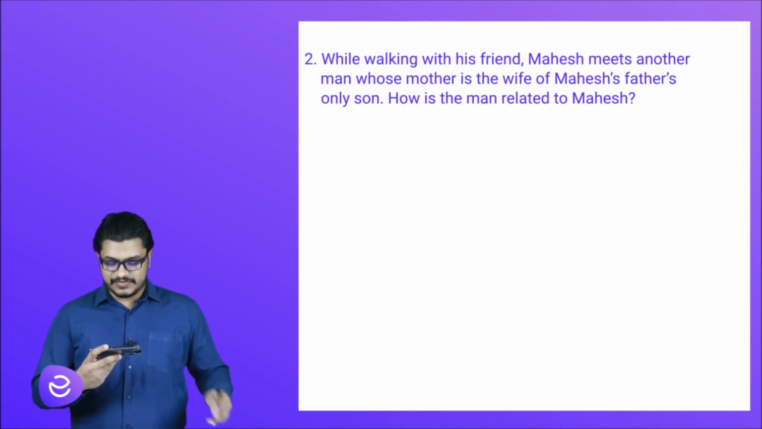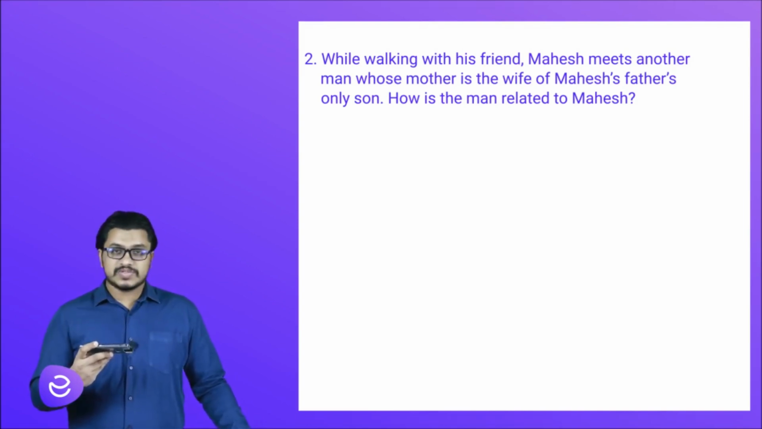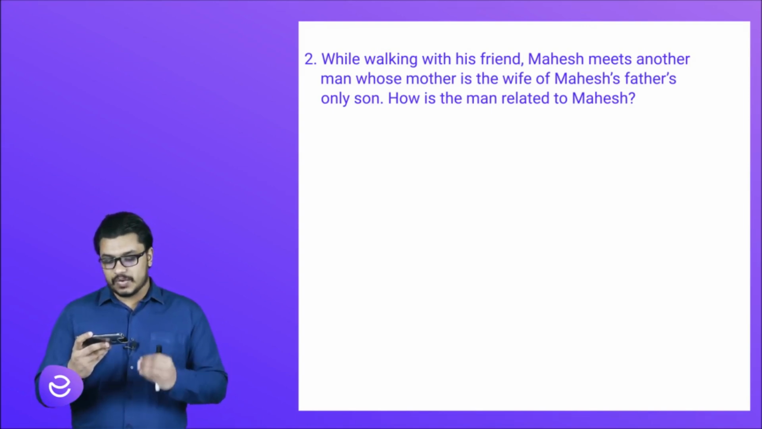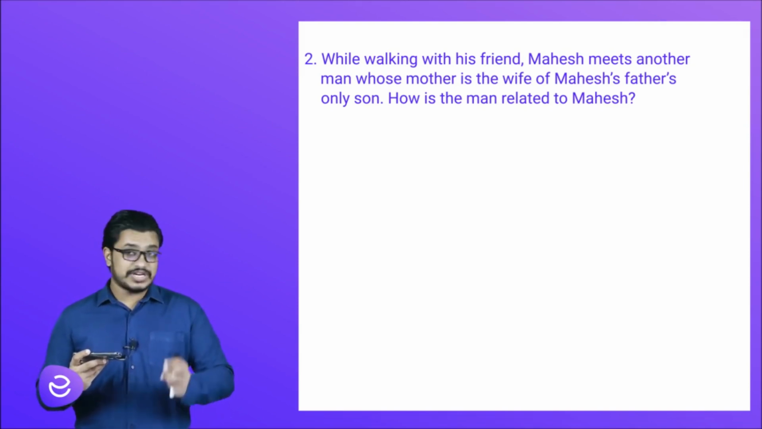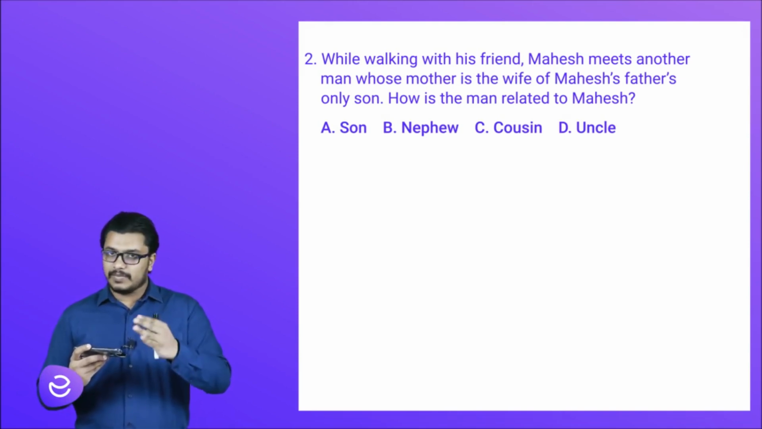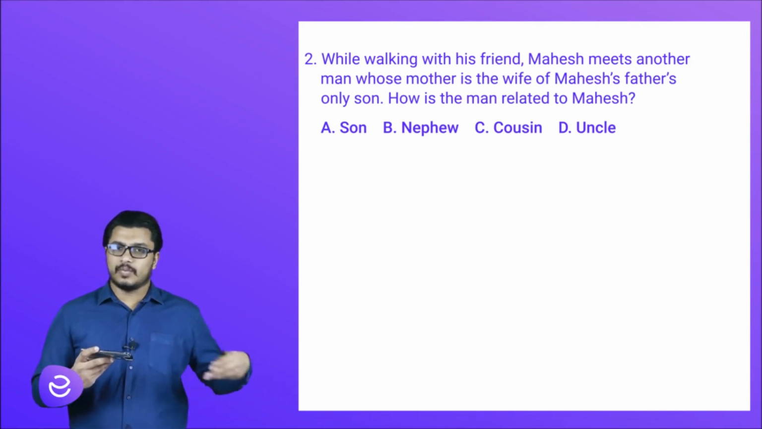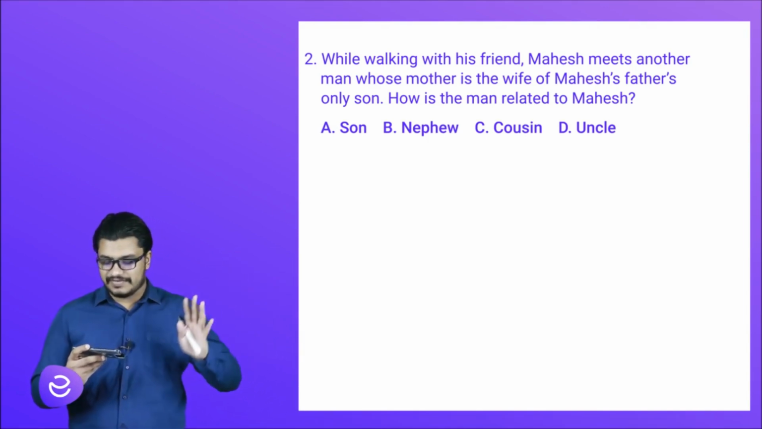While walking with his friend, Mahesh meets another man whose mother is the wife of Mahesh's father's only son. How is the man related to Mahesh? So read the question once again. We'll read the question very carefully, very slowly. While walking with his friend, so there are two people, Mahesh and his friend, and Mahesh is just talking with his friend, not about him. So this friend is irrelevant here.